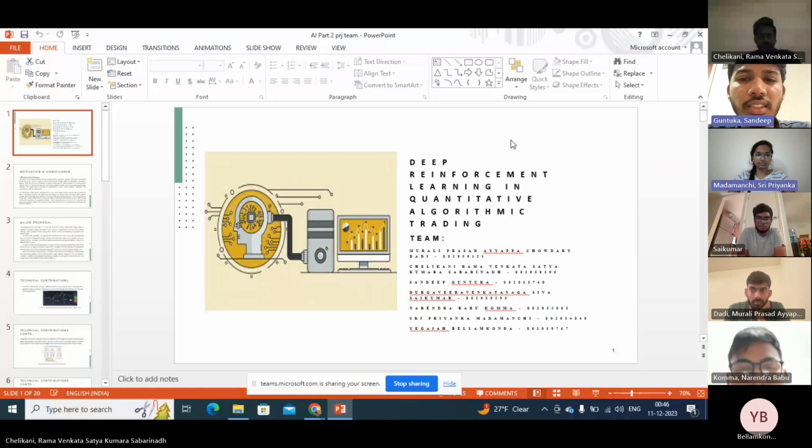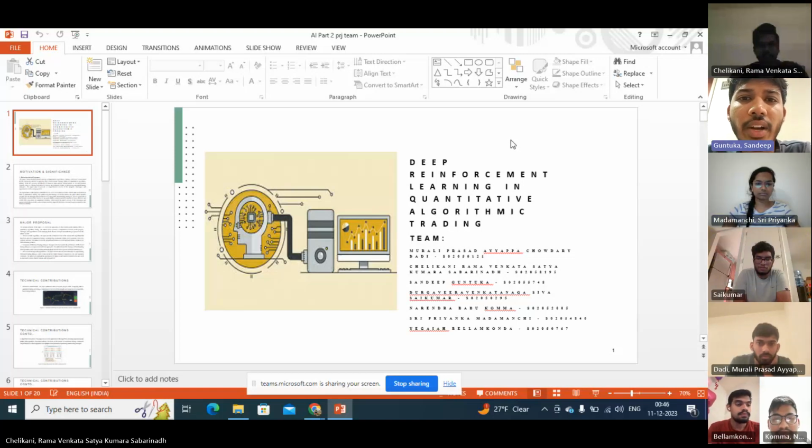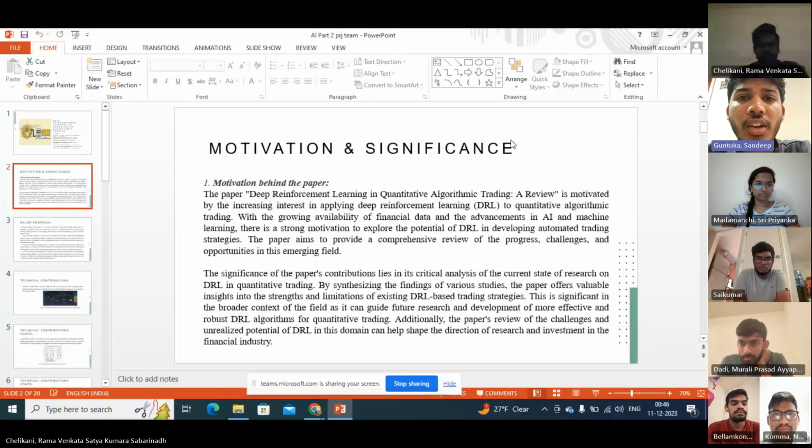Hello everyone. This is team members of Group 7, and now we are going to give a presentation on deep reinforcement learning in quantitative algorithmic trading. First of all, we want to know what is an algorithm and what is meant by algorithmic trading. An algorithm is a step-by-step procedure to solve a computer problem.